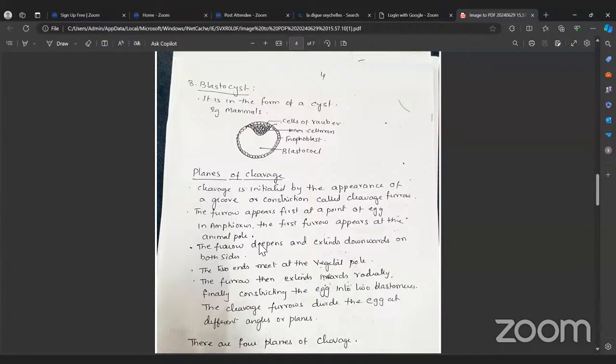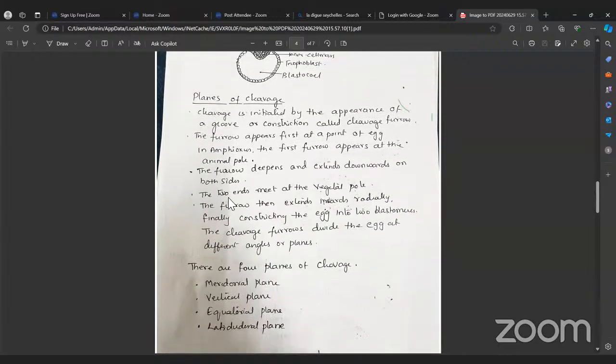Just like an apple. When you give only a superficial cut, it will not divide into two. So from the top of the apple till the bottom, you will be taking the cleavage. That furrow will go from one side of the cell to the other side of the cell. And once it deepens, it will give rise to two different cells. So this furrow deepens continuously and extends downwards on both the sides, and they meet at the vegetal pole.